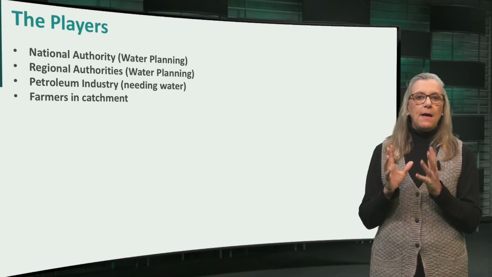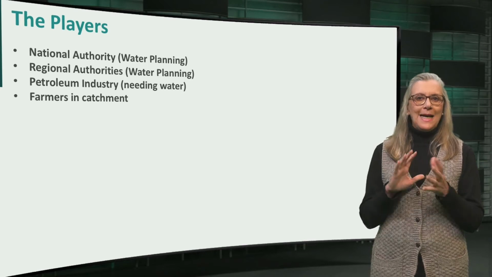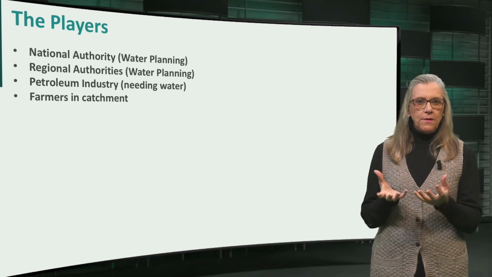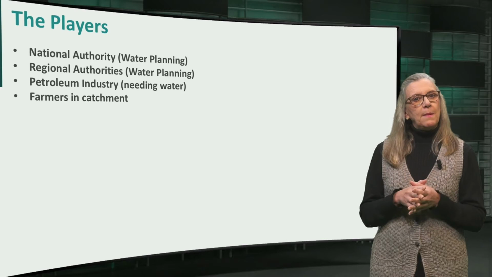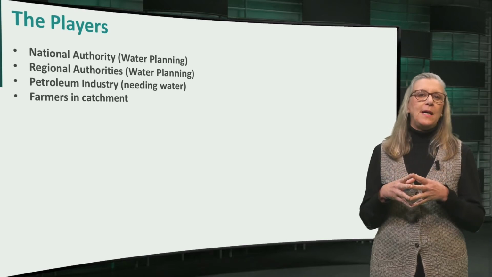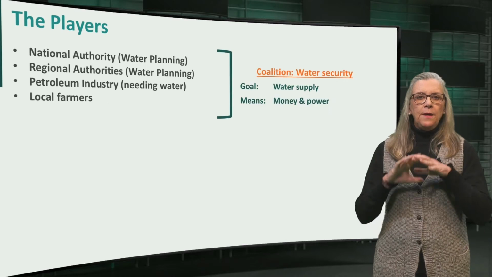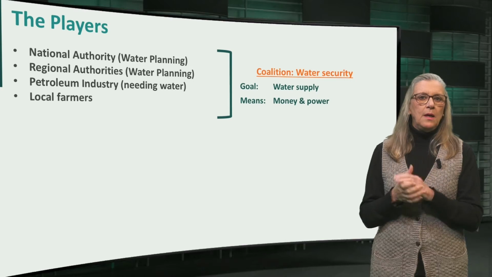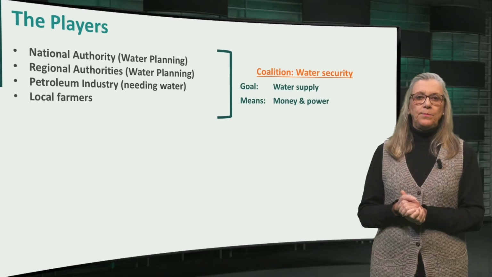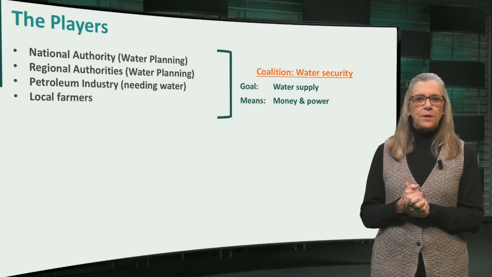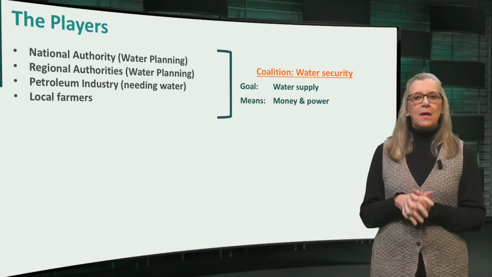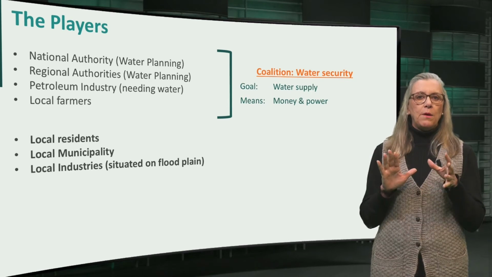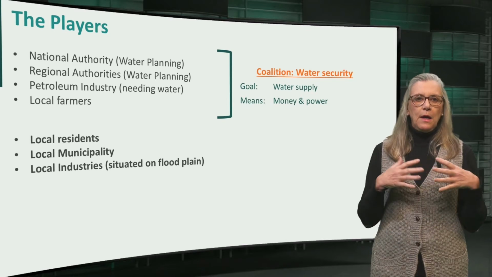First, those who were in favour of building the dam, which included both the national and regional authorities responsible for water planning, the petroleum industry that needed the water, and also some local farmers that could benefit from the dam during droughts. These role players formed what we can refer to as the Water Security Coalition, with secure water supply as their main goal. They also had the power and the financial resources to build the dam and so to realize their goal.